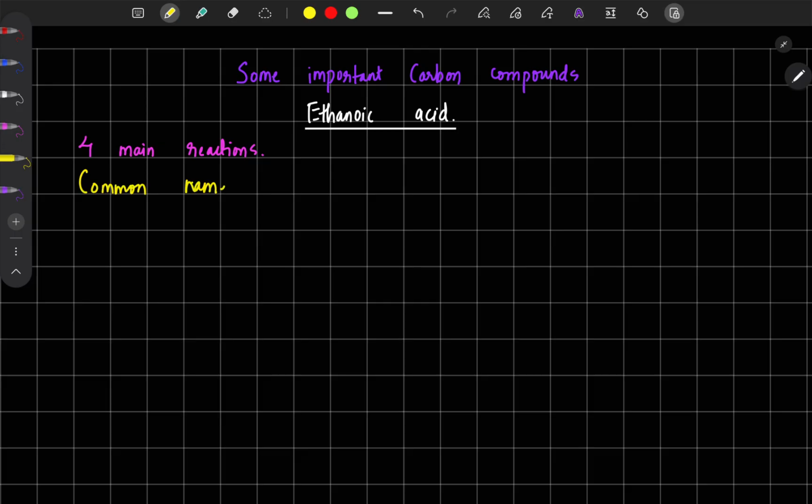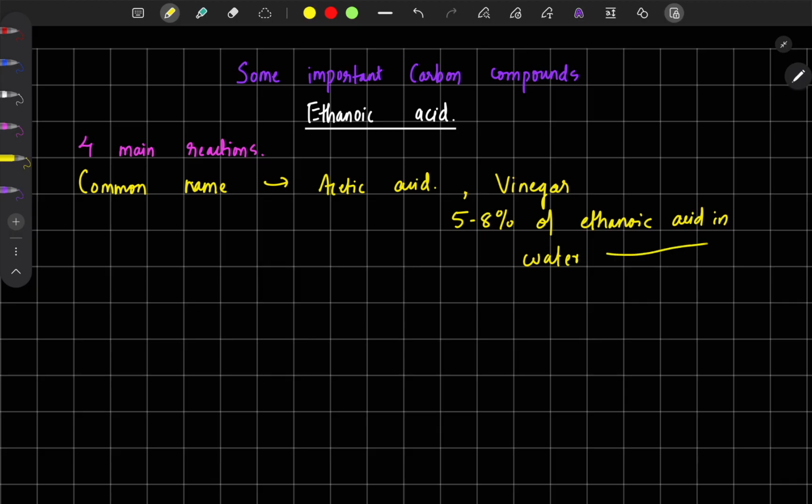Common name of ethanoic acid. So the common name of ethanoic acid is acetic acid. Okay, acetic acid. So one more word is there, it is popular: vinegar. So vinegar is what? 5 to 8% of ethanoic acid in water is called vinegar. So just understand, acetic acid is the common name for this ethanoic acid.